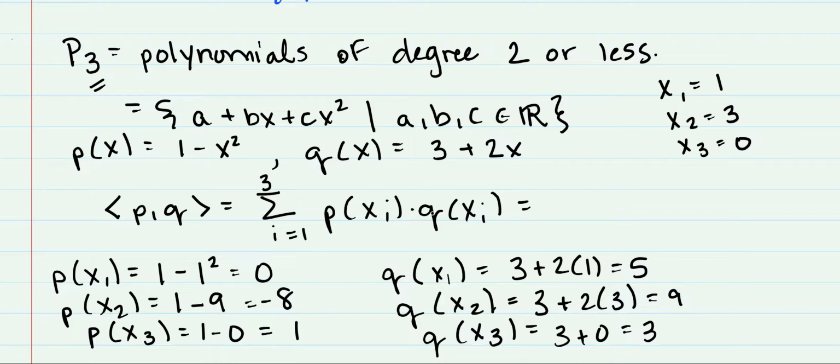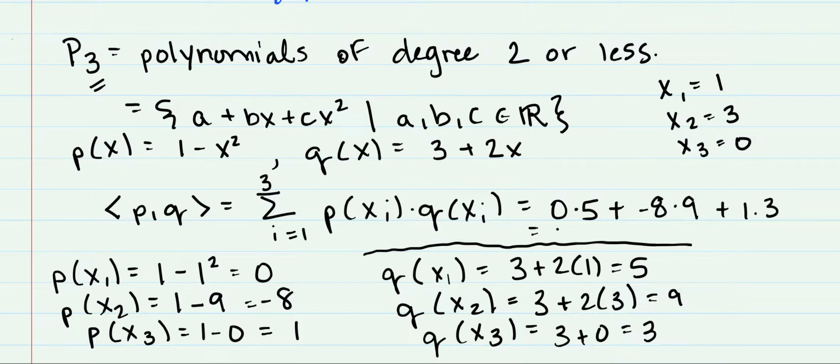So then the inner product, we start with the first one. So we have 0 times 5 plus negative 8 times 9, and then 1 times 3. Okay, let's make a little line here. So this is 0, negative 72, and 3. So this is negative 69. Okay, and that would be the inner product of p with q.